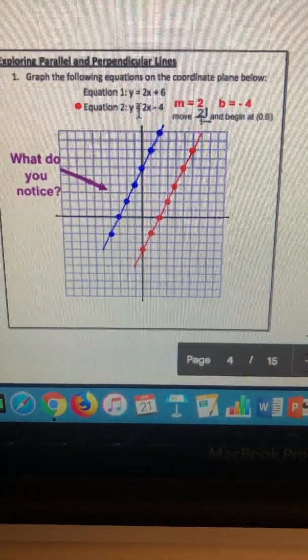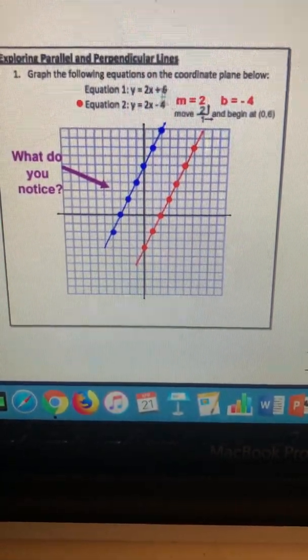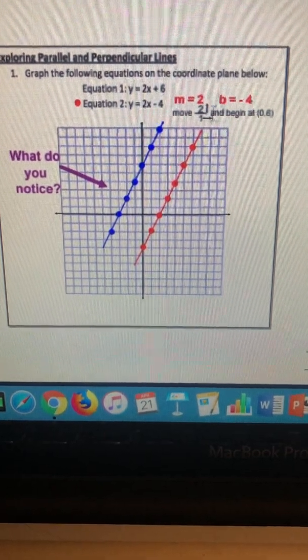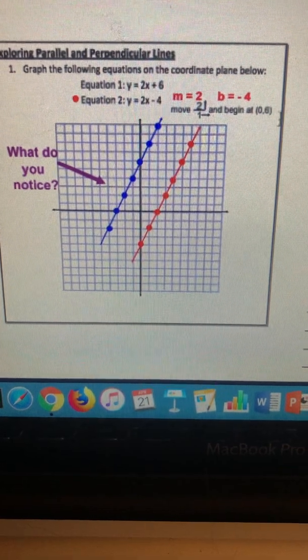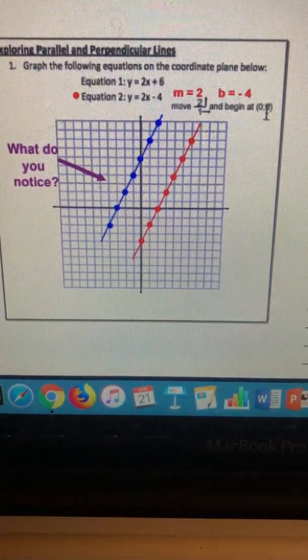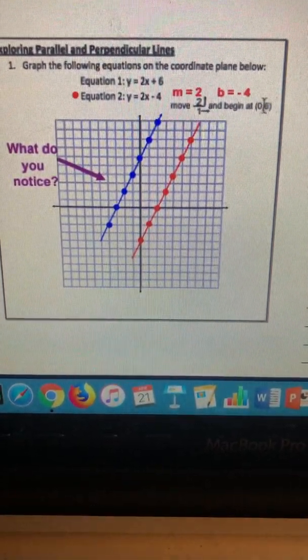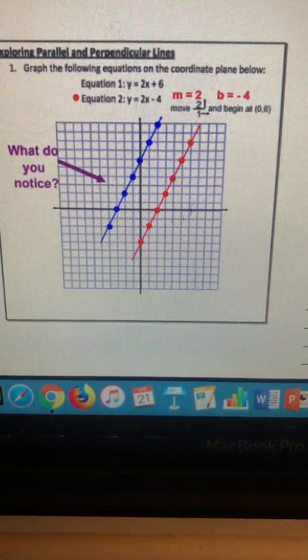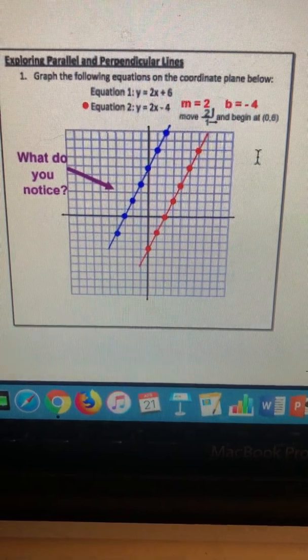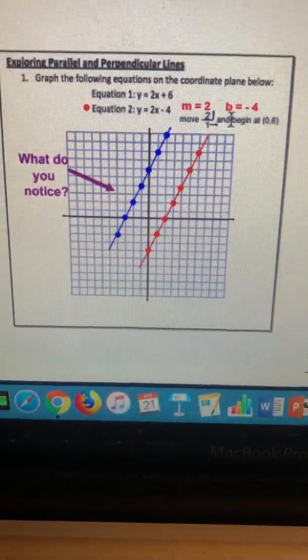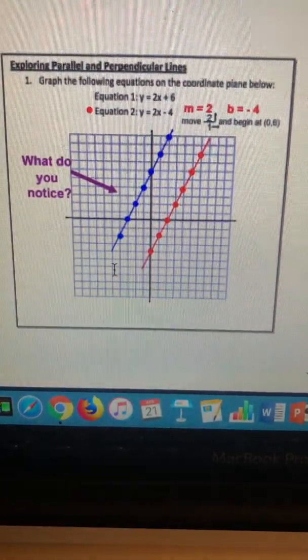So the m again would be 2. The b this time would be negative 4 since it's minus 4. We would move up 2 to the right 1 like before. And now we're going to begin at 0, negative 4. Oh, there's a mistake here. This should say 0, negative 4. Okay? The graph is correct, but that right there should be negative 4. Sorry about that. So here's our red line, and then what do you notice about the two lines?